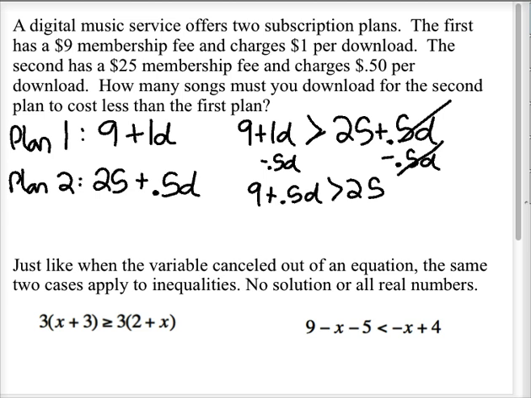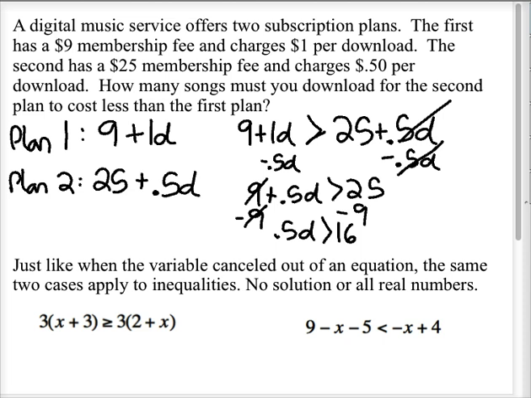Well, 1 minus 0.5 is 0.5. Well, now I just have to get that 9 away from my variable, okay? Recall, you do addition and subtraction before multiplication and division. So I'm going to subtract that 9 off. I don't want that 9 there. So 0.5d is greater than 25 minus 9 gives me 16. So I've taken care of the addition and subtraction. Now I can take care of multiplication and division.